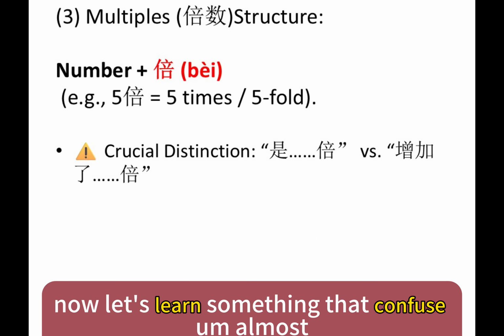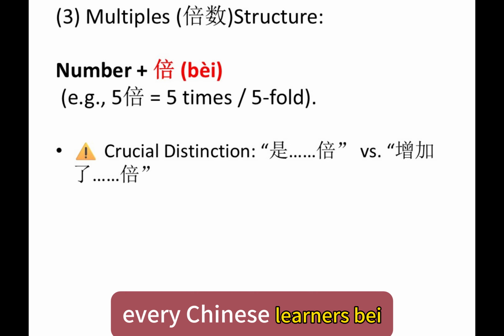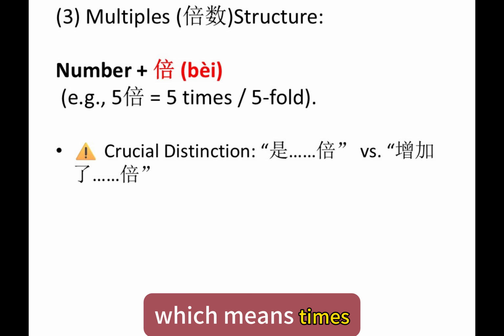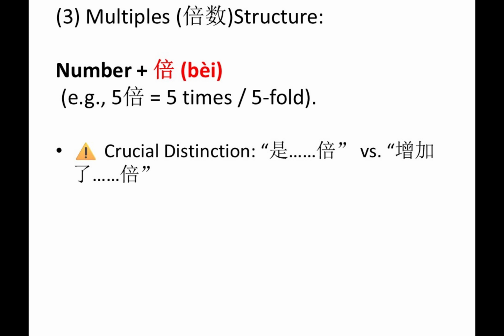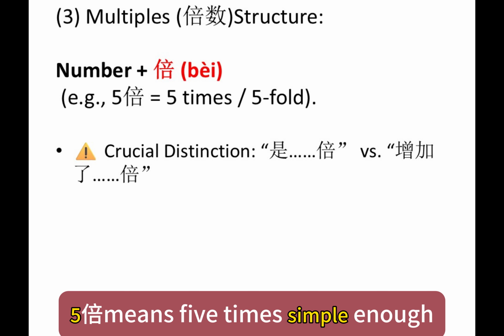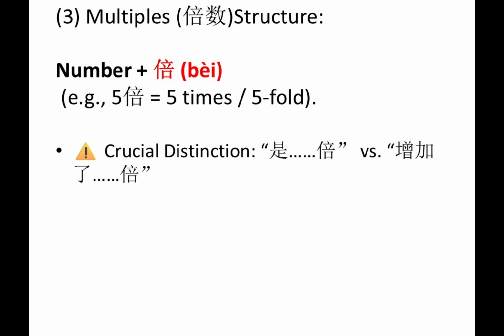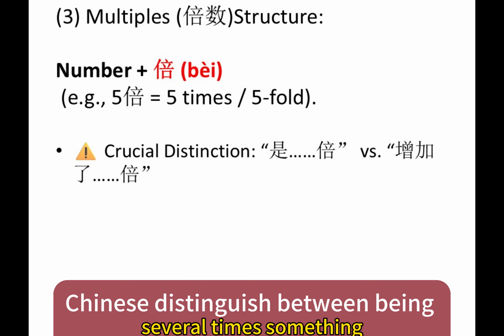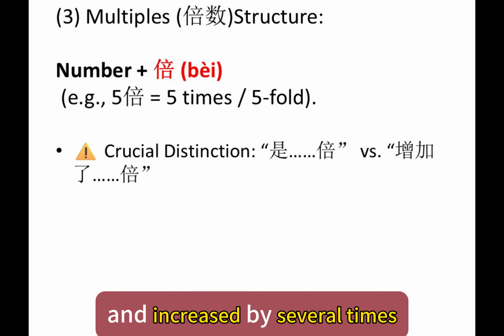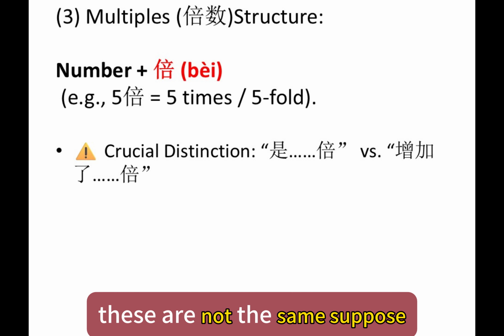Now let's learn something that confuses almost every Chinese learner. 倍, which means times. 5倍 means 5 times. Simple enough. But here is where people make mistakes. Chinese distinguishes between being several times something and increased by several times. These are not the same.